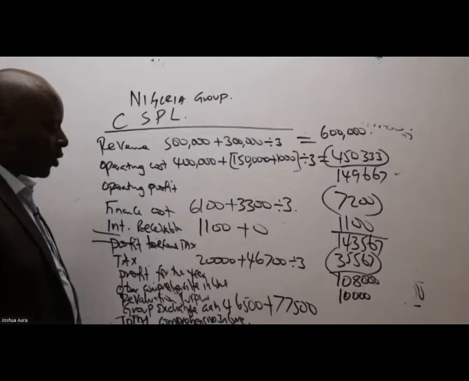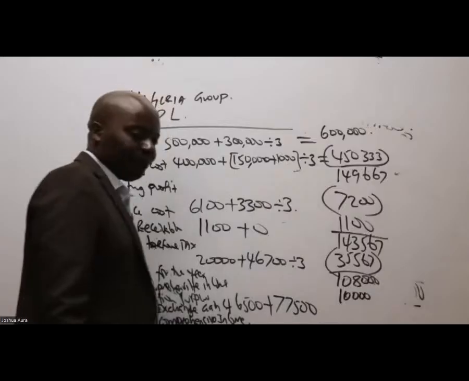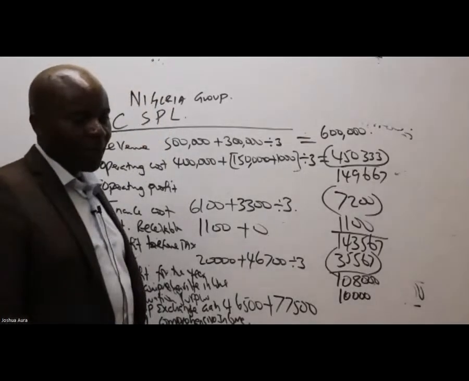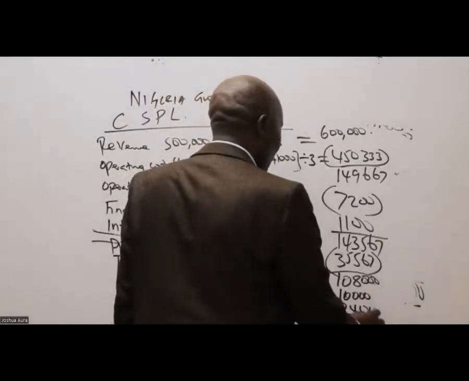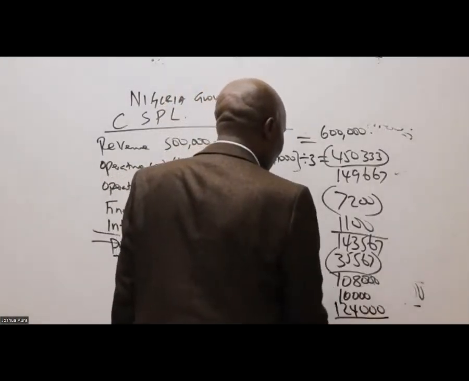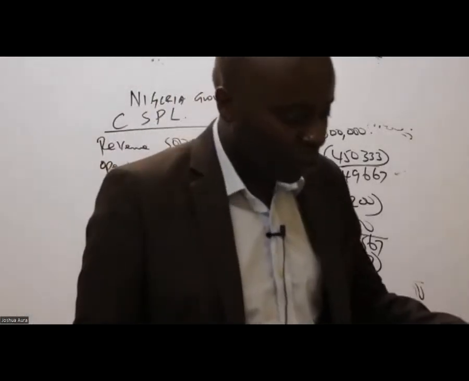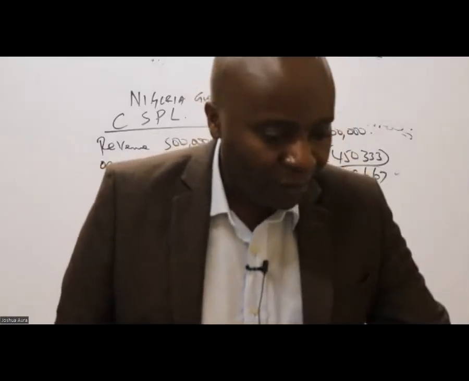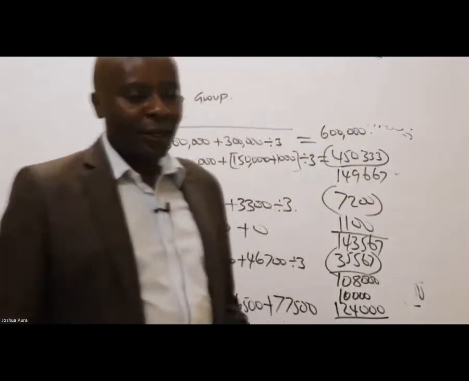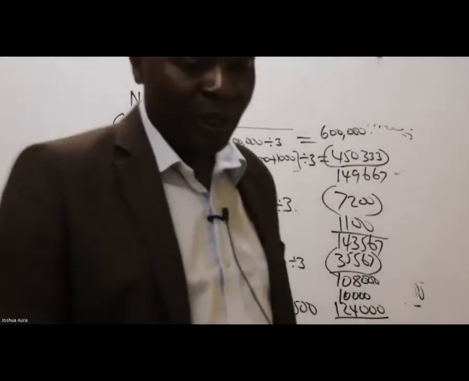So 46,500 plus 77,500, how much do we have here, somebody? 124,000. So here we have 124,000. So please come and add there for you to be able to give us the total CI, the total comprehensive income. Total comprehensive income, how much does it come to when you add?